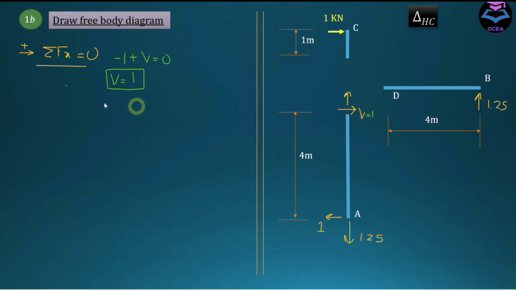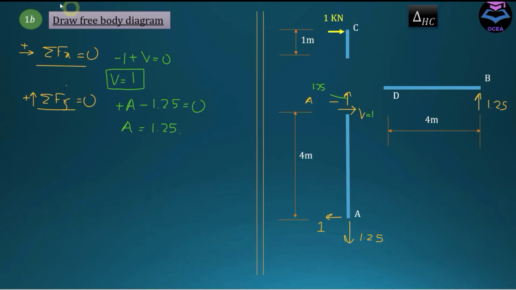And now let's determine the axial force here. To determine axial force, apply second condition of equilibrium, that is summation of Fy equals 0, and take upward force as positive. And let's name this force as A. Since this A is pointing upward, it's going to be positive, so plus A, and this 1.25 is acting downward, so this is going to be negative. And if I calculate A from here, it's coming out to be 1.25. So this force is equal to 1.25.